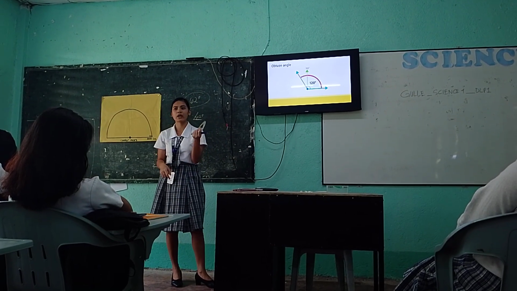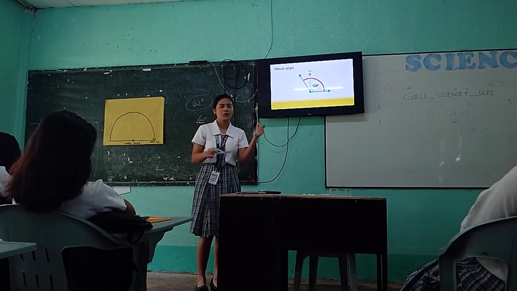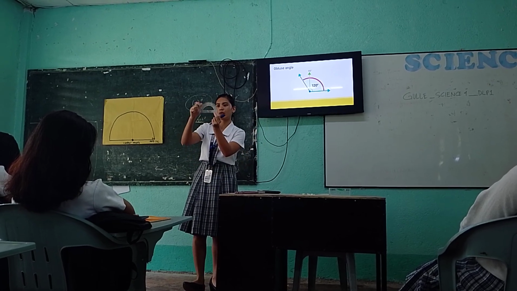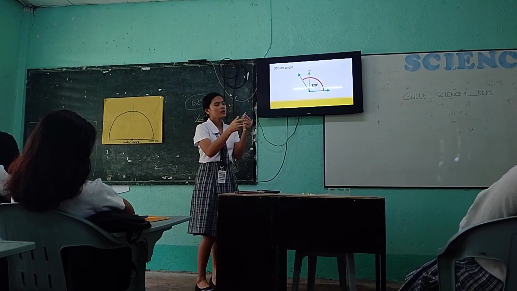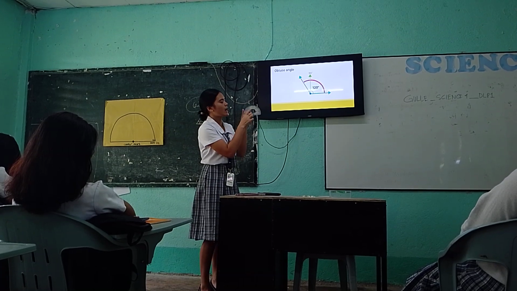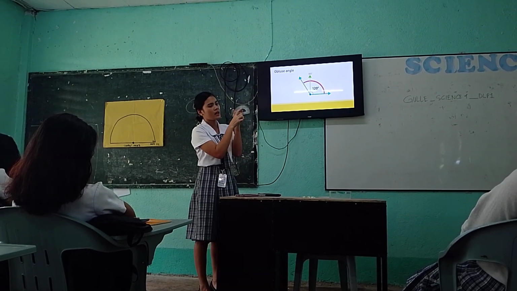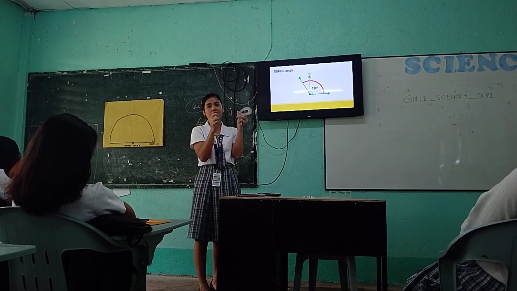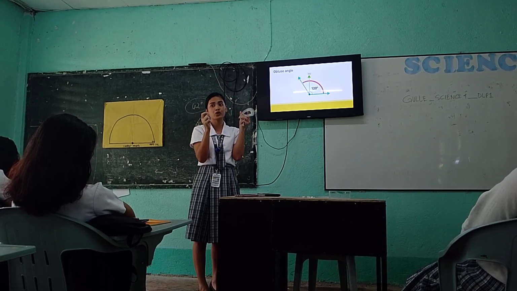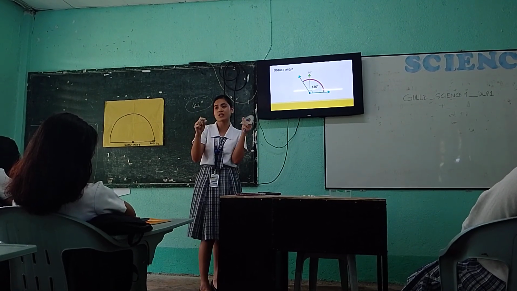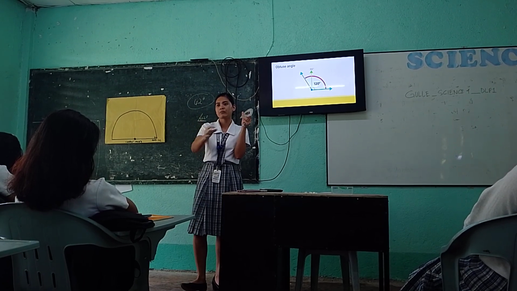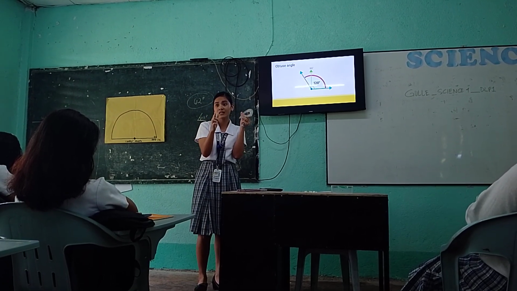It lies between greater than 90 degree but less than 180 degree. So, all numbers that is greater than 90 but less than 180 degree is called an obtuse angle. So, opposite siya sa acute kasi yung acute is it lies between less than 90.